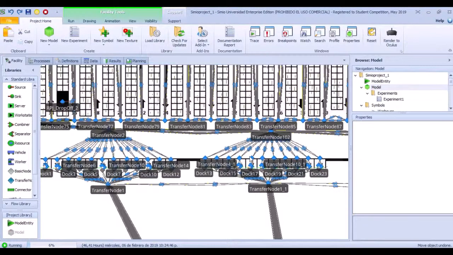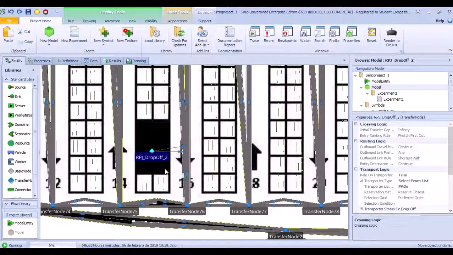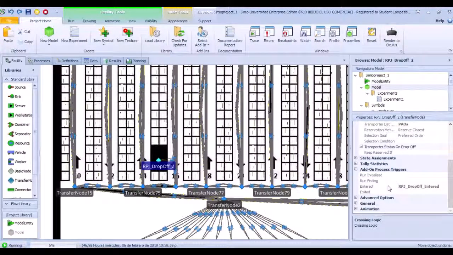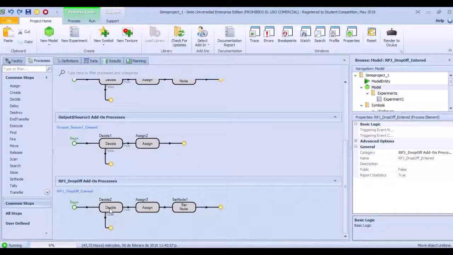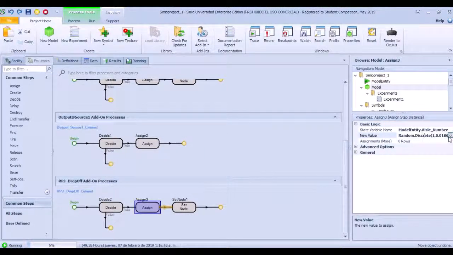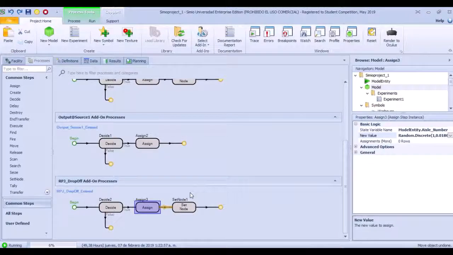After the RPJs drop them off at the drop locations, we have another set of processes to be picked up by the RPJ put-away operators and take them to an aisle number. So let's go ahead and look at that. At drop-off points 1 and 2, we check if it is a pallet or not again. And then going for the random discrete distribution, exactly like the assign statement for dock 1 through 35, and then going to the set node exactly like dock 1 through 35.